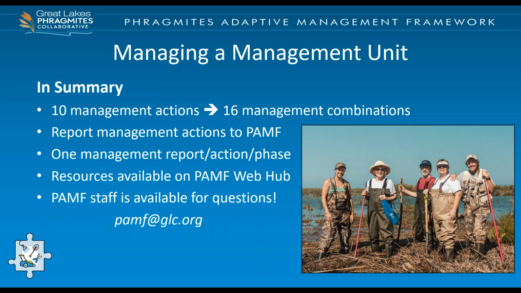Each management action has multiple implementation techniques possible, and the decision of how to implement is left up to each participant to decide. The 10 management actions are grouped into 16 management combinations that PAMF's model is designed to learn from. Participants are responsible for submitting one management report for each management action they take, which is ideally just one per biological phase. If 2 different actions occur during one phase, for example, a glyphosate treatment followed by a natural flood event, each action requires a separate management report.